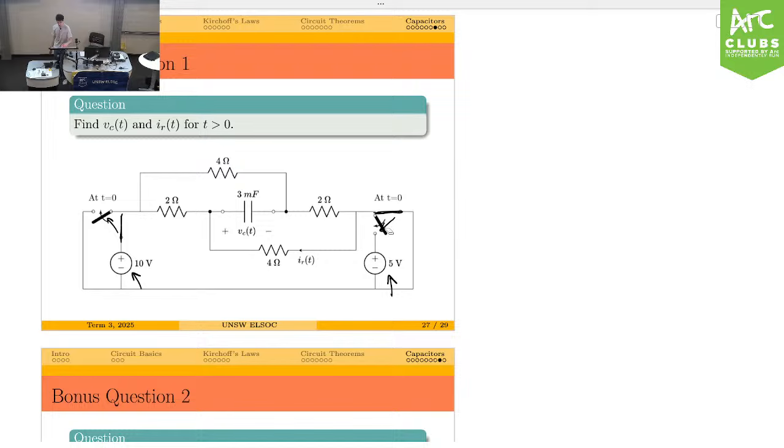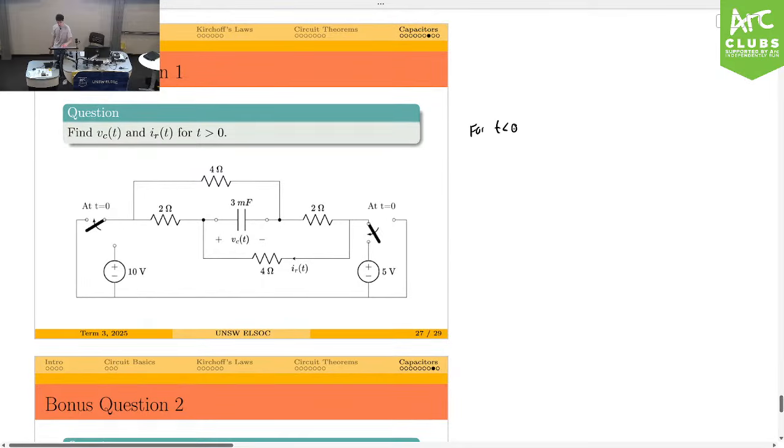All right. The algorithm to follow to solve this sort of problem is essentially the same. We know that for t less than or equal to 0, we want to find VC of 0 minus. At that stage, this is connected there, so this is 10, and this connects there, so this is 0 volts. So now we've got 10 volts across this.